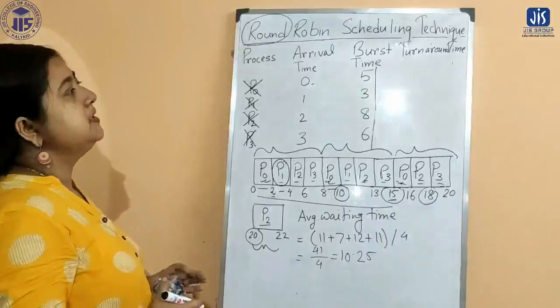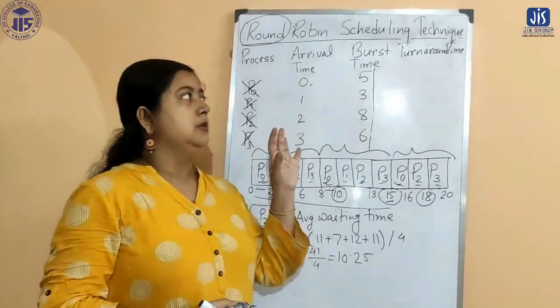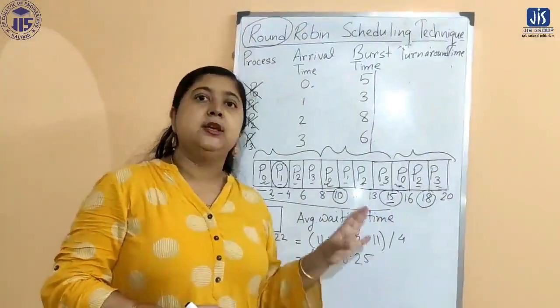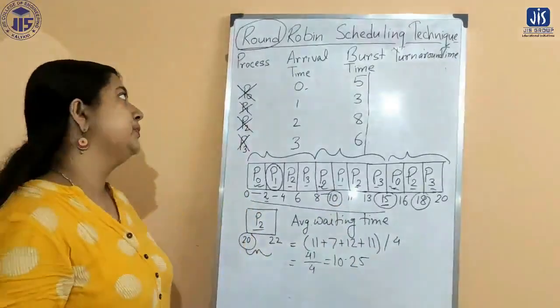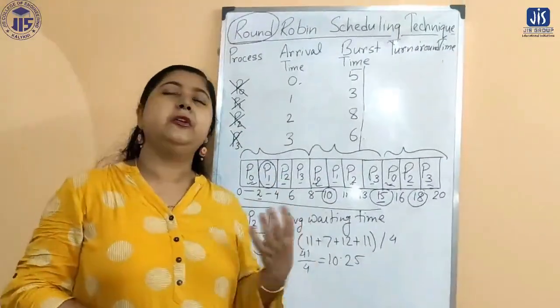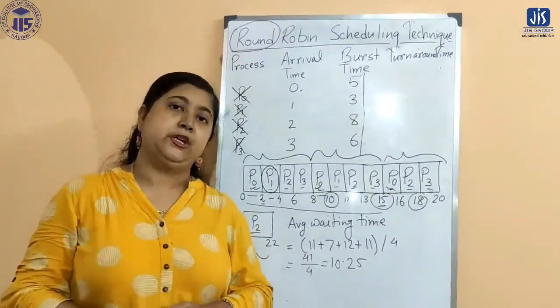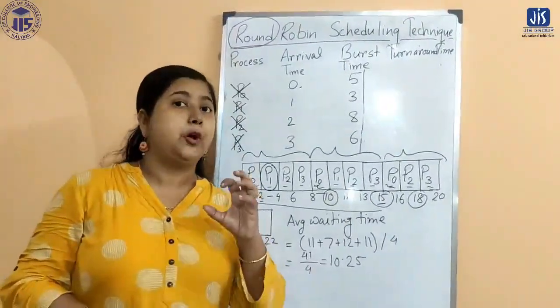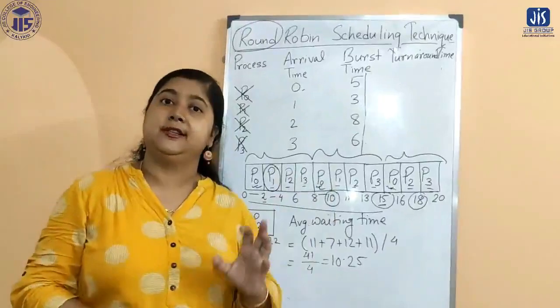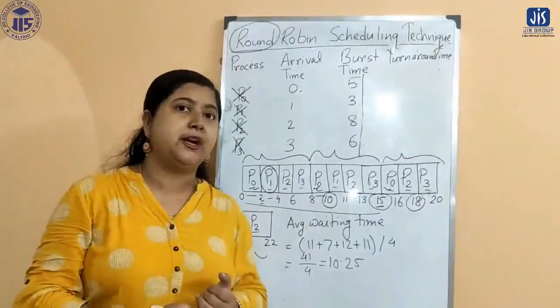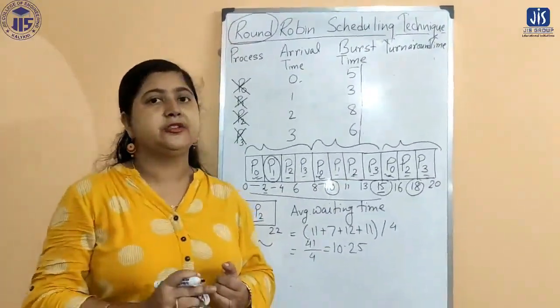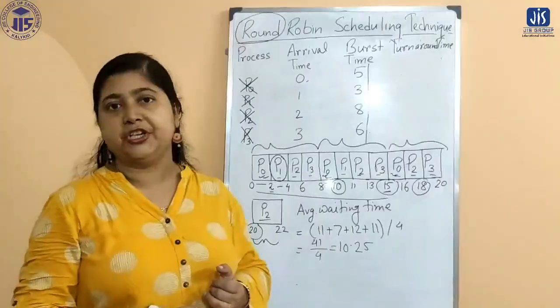Turnaround time, that means the total time the process is in the system. So whenever we are going to calculate, we are going to consider the total time the process was in the system. The time starts from the arrival time and ends at the completion time.